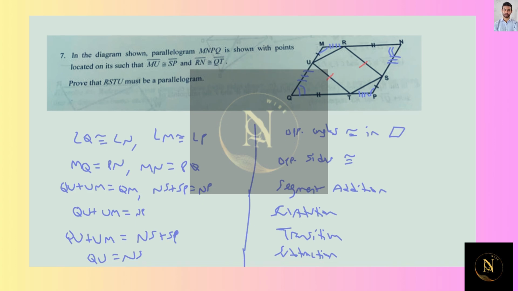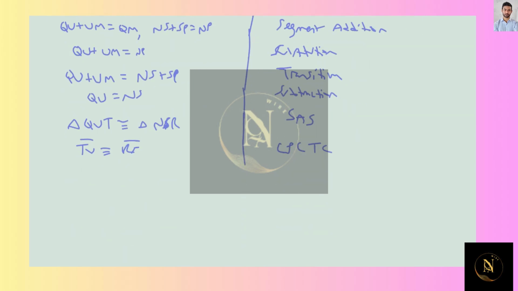And then this is going to repeat the process. Show that MR is congruent to TP using segment addition and subtraction and substitution. And then by side angle side, triangle RMU is congruent to triangle TPS, and by CPCTC, UR is congruent to ST.